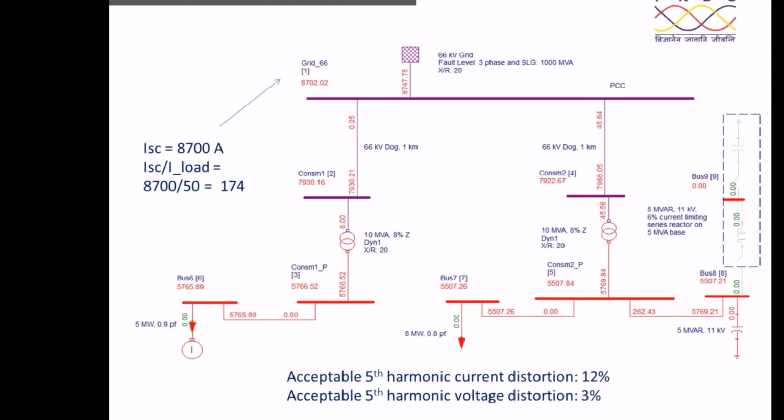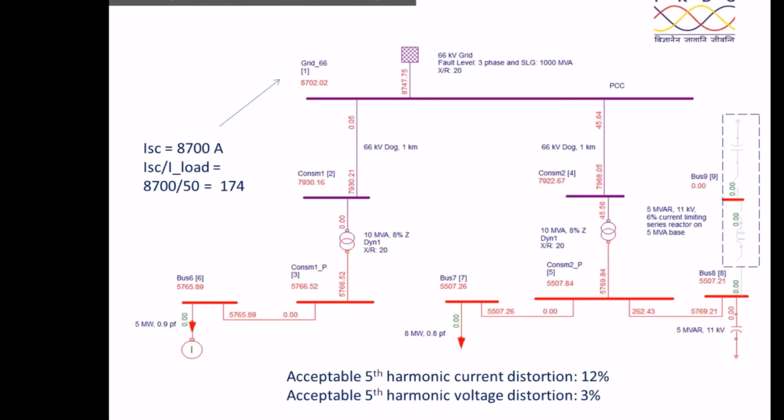What you need to do is, with respect to this, go back to the IEEE standard and find out what is the acceptable fifth harmonic current distortion. For a 66 kV system, when the ISC by I load corresponds to 174, if you see the chart, the acceptable current harmonic distortion is 12% and acceptable fifth harmonic voltage distortion is 3%. Therefore, 12% is the current distortion that is acceptable and 3% is the voltage distortion that is acceptable.